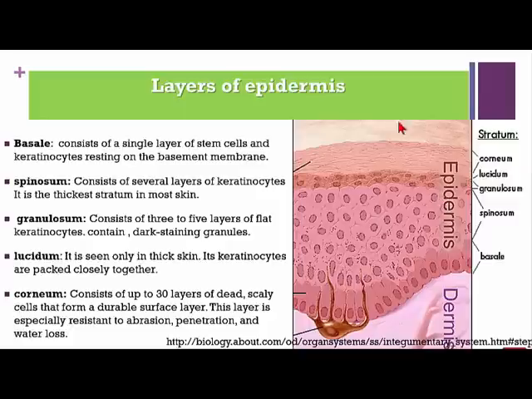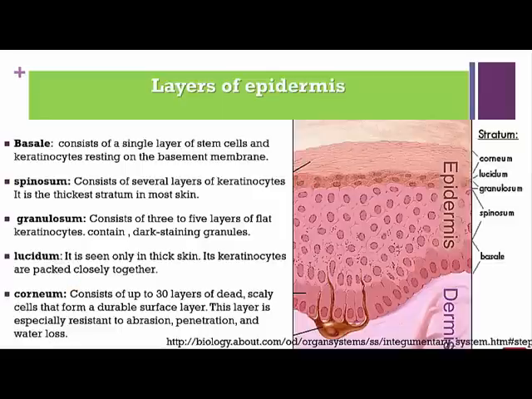Now we are going to see the stratum lucidum. It is seen only in thick skin. It contains keratinocytes and they are packed closely together. Last one is the stratum corneum. It consists of up to 30 layers of dead scaly cells that form a durable surface layer. So this layer is especially resistant to abrasion, penetration and water loss.